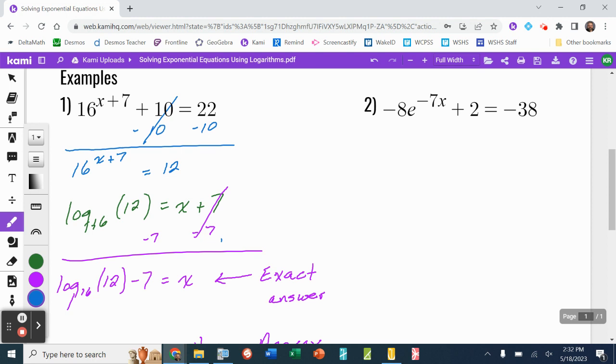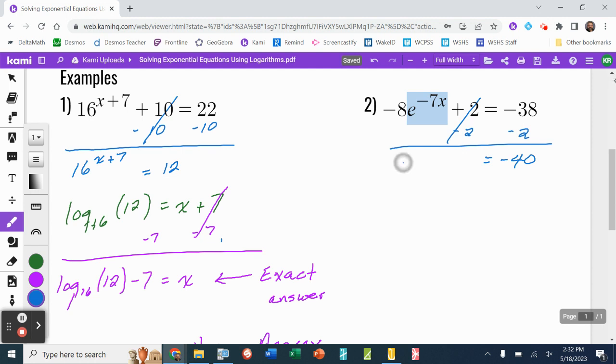I need to isolate the exponential term, and in this case, the exponential term is this one right here. That's our exponential term. So anything outside that highlighted area, I need to get rid of. So I'm going to start by getting rid of the 2. So I'm going to subtract 2 from both sides. So we're getting rid of those 2's. Those are going to cancel out on the left. -38 minus another 2 will give us -40. And then on the right, that gives us -40.